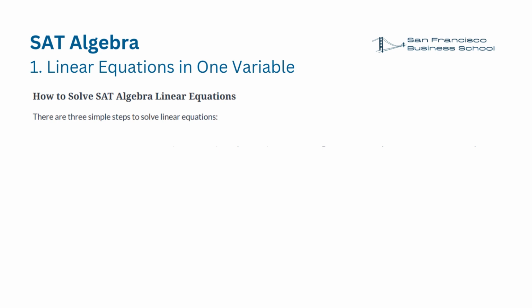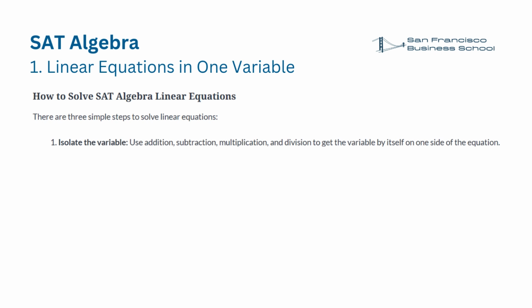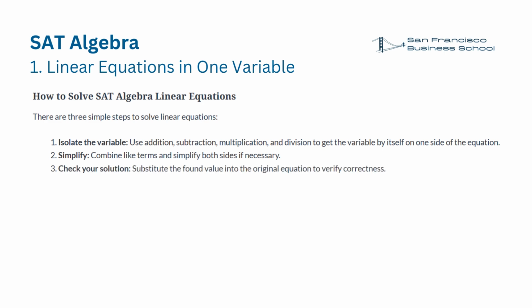How to solve linear equations? There are 3 simple steps to solve linear equations. 1. Isolate the variable. Use addition, subtraction, multiplication, and division to get the variable by itself on one side of the equation. 2. Simplify. Combine like terms and simplify both sides if necessary. 3. Check your solution. Substitute the found value into the original equation to verify correctness.